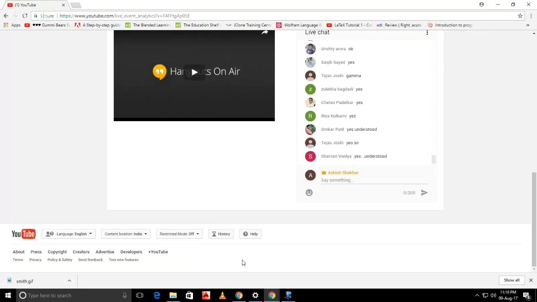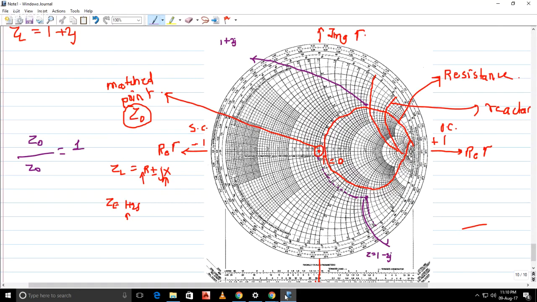So the unit circle, or the unit resistance circle, is the one where the resistance value is 1. The unit resistance circle is the one where you have to reach the center. Every time I want to have a match condition, I need to reach the center of the chart. To reach the center of the chart, I have to come onto this unit circle. That is very, very, very essential.